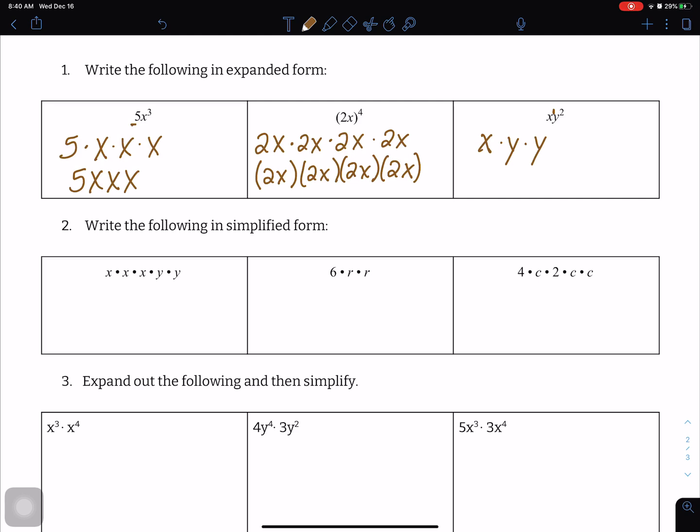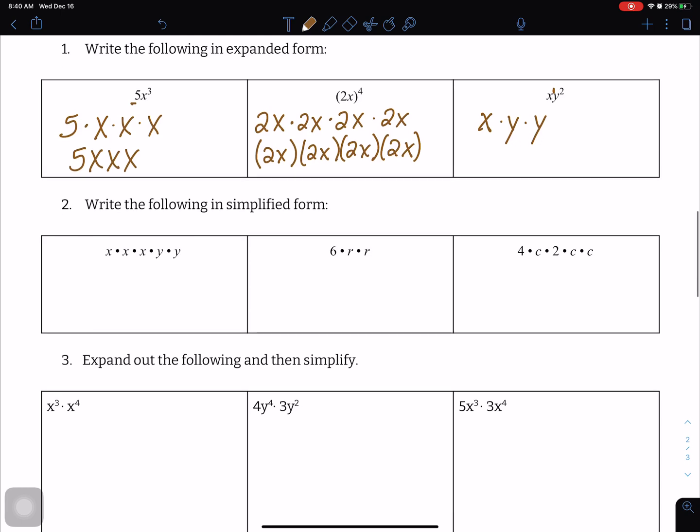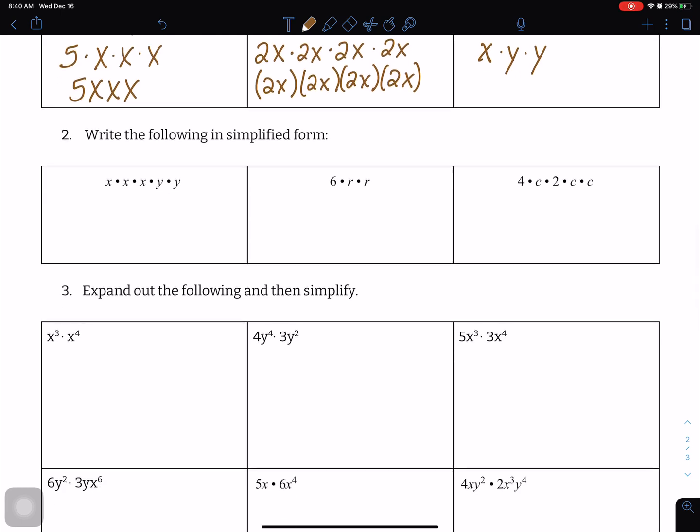Expanded form is used as we're solving to help us get to a simplified form, but you need to be able to know how to write those out. Simplifying, I'm now going to group all my x's together, and I have 3 of them. X times x times x is x to the 3rd. Y times y is y squared. In simplified form, we typically would do them alphabetically. So since x comes before y alphabetically, we're going to write that first.